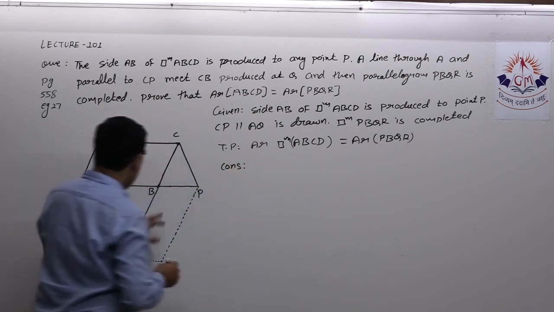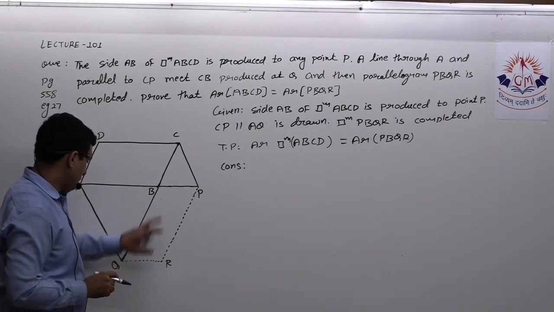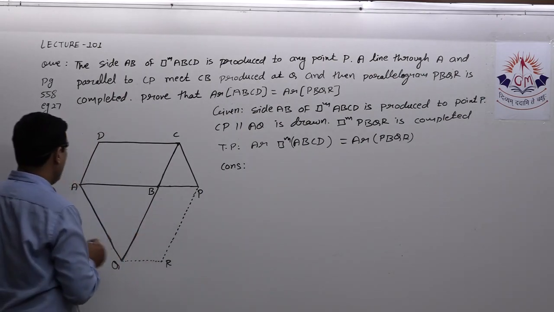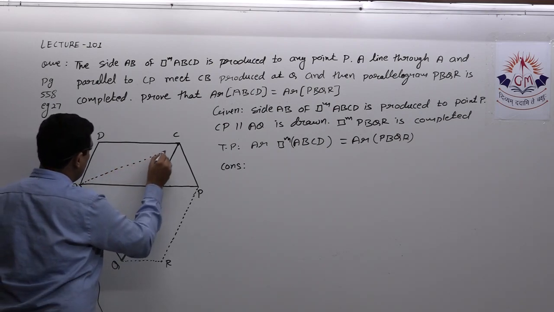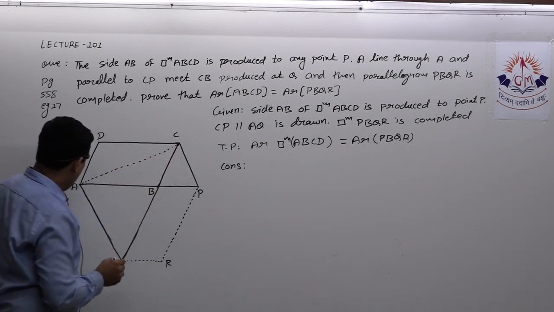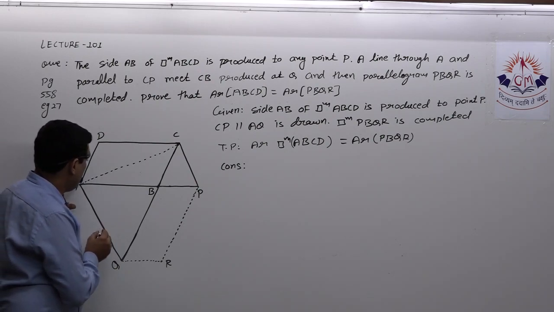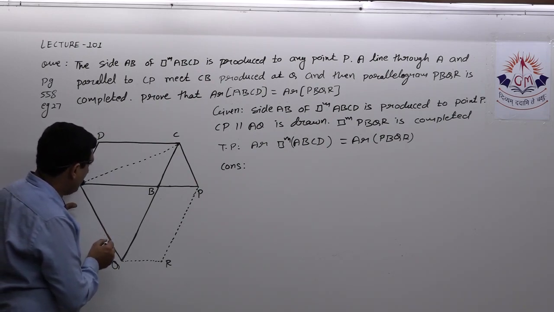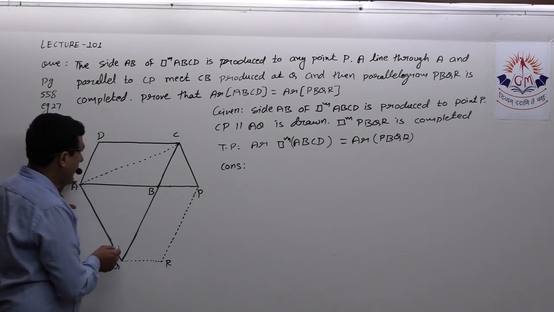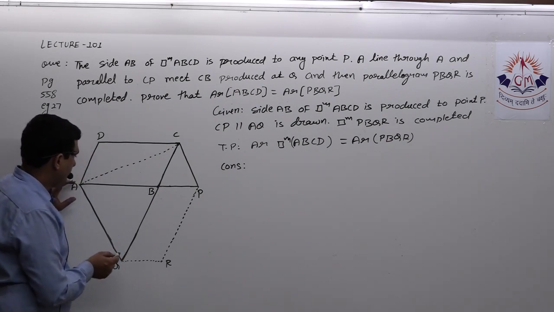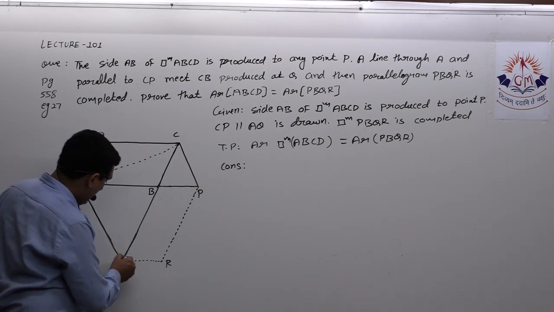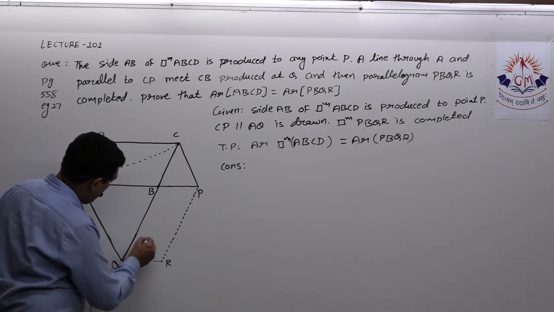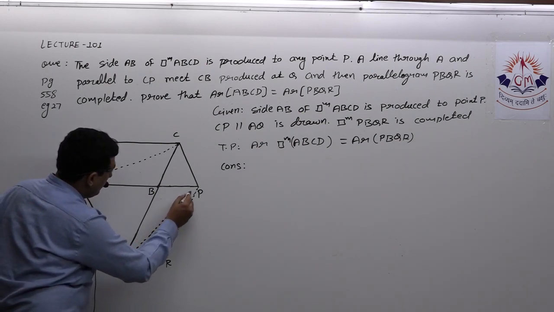See, we have to prove these two parallelograms are equal in area. So, if I join this AC, okay, now can I say this triangle, this triangle AQC, okay, I will also join this, then it will be more clear to you.